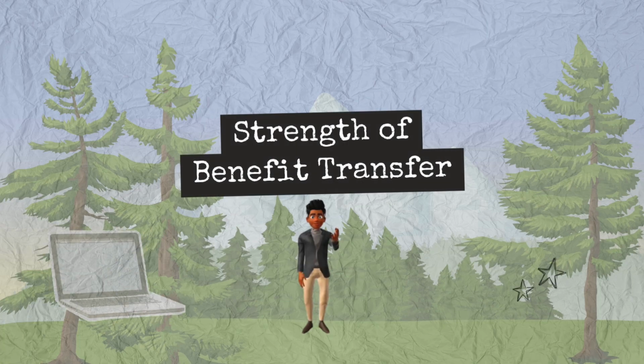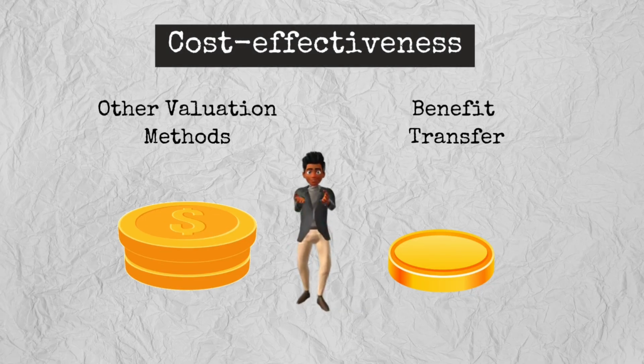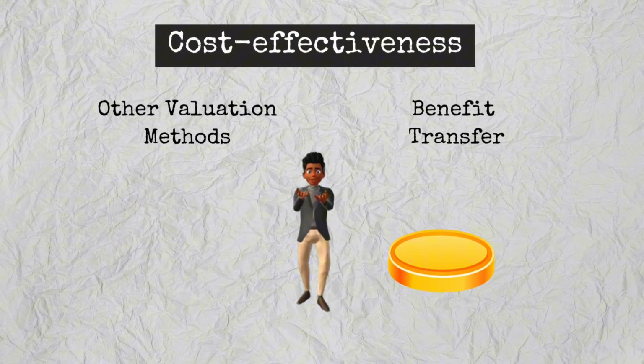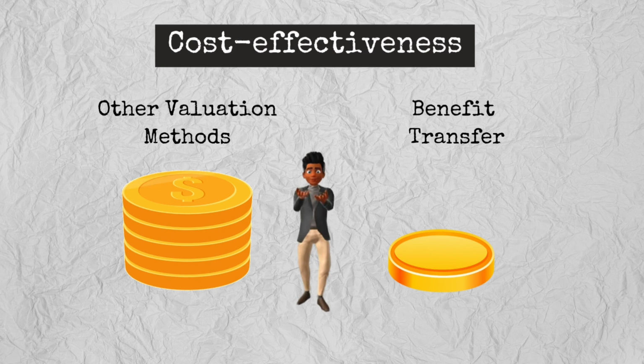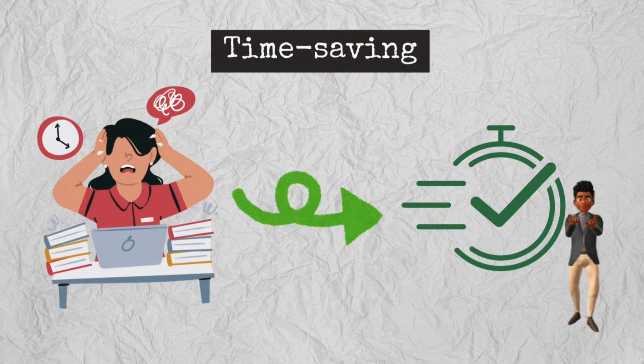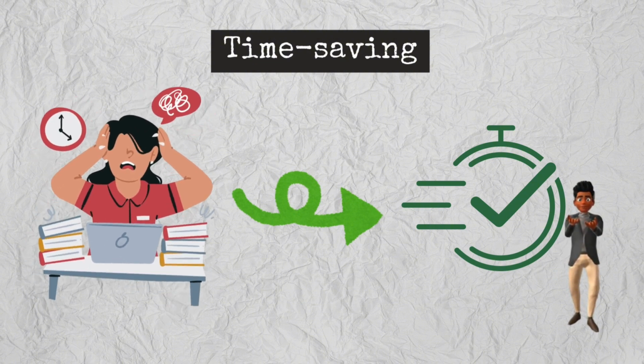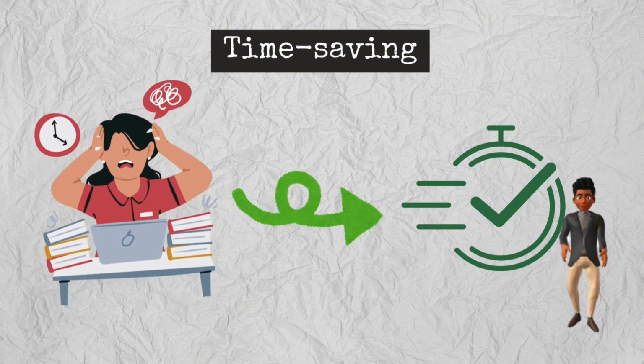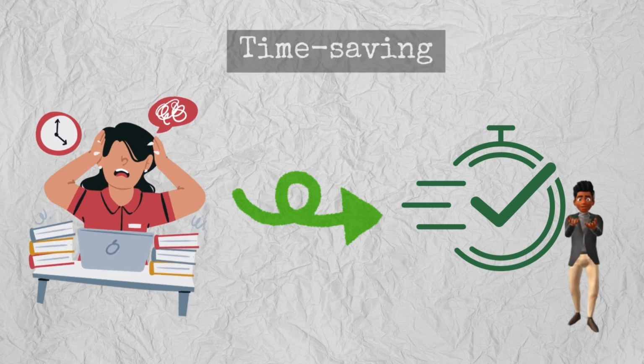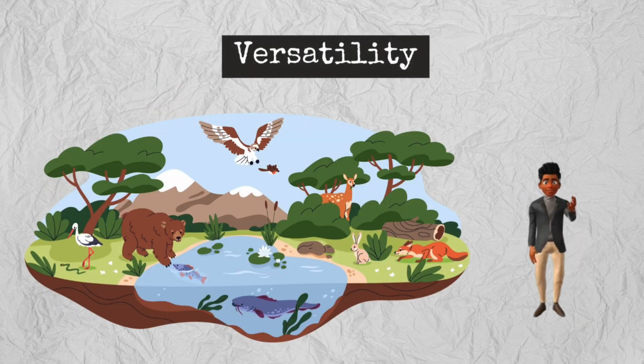Why is benefit transfer a powerful tool? First, it's cost-effective. Conducting original studies can be expensive. Benefit transfer lets us use existing data, saving money for other priorities. Need results quickly? Benefit transfer is a time saver. Instead of spending months collecting data, you can use reliable studies to get answers faster. Benefit transfer is versatile. It works across different ecosystems and contexts, from valuing clean water to protecting wildlife habitats.